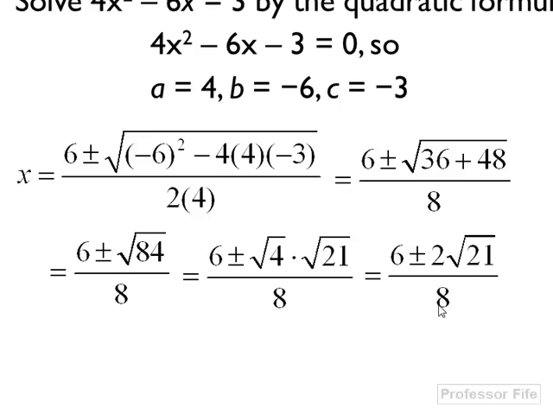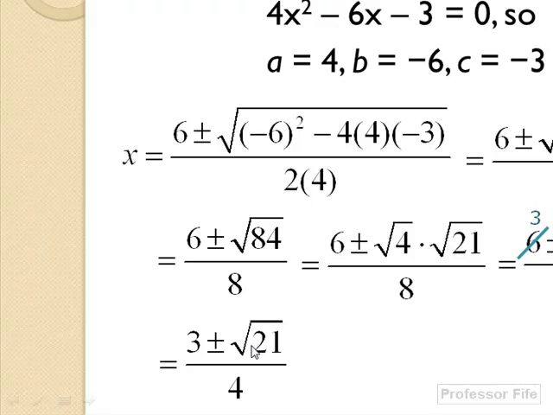And then notice that here you can reduce a fraction as long as, here we have 3 terms, 6, 2 square root of 21, and 8, and all three terms have a common factor of 2. 2 divides into 6 3 times, 2 divides into 2 1 time, and 2 divides into 8 4 times. So you can reduce that fraction by 2. There it is. And when you reduce by 2, you're left with 3 plus or minus the square root of 21 over 4. And that's your answer. You can leave your answer in that form.